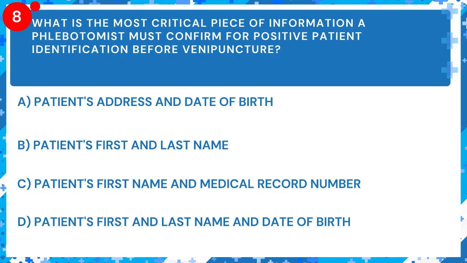Question 8. What is the most critical piece of information a phlebotomist must confirm for positive patient identification before venipuncture? A. Patient's address and date of birth. B. Patient's first and last name. C. Patient's first name and medical record number. D. Patient's first and last name and date of birth.